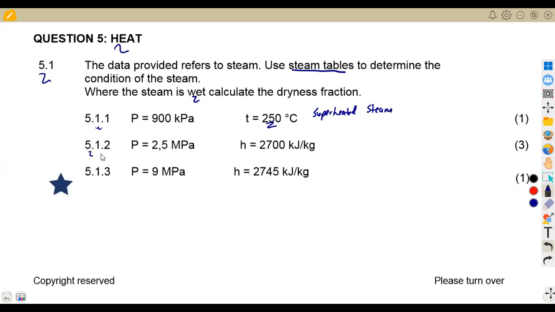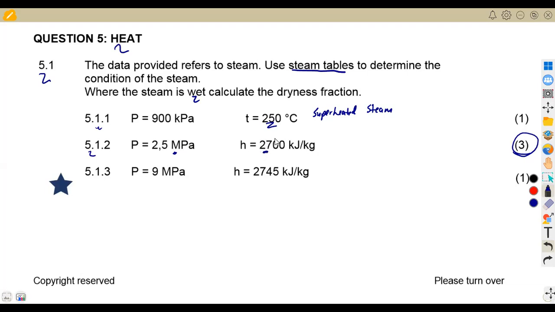All right, then on 5.1.2, the pressure is at 2.5 megapascals. Remember, mega means times 10 to the power of 6. So if you calculate this, it will give us something like 2,500,000. Then we have H, the enthalpy here, of 2,700 kilojoules per kg. If we had the steam table and did the calculations, we would show that this is actually a wet steam.